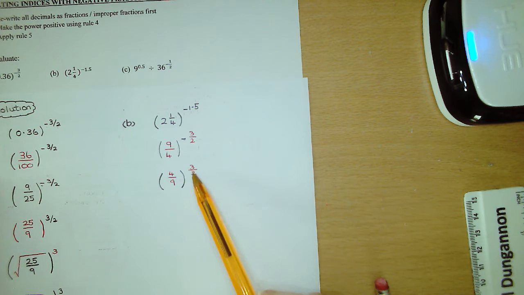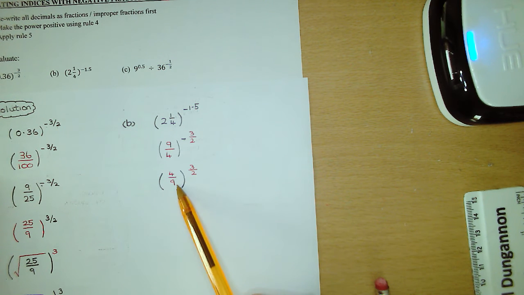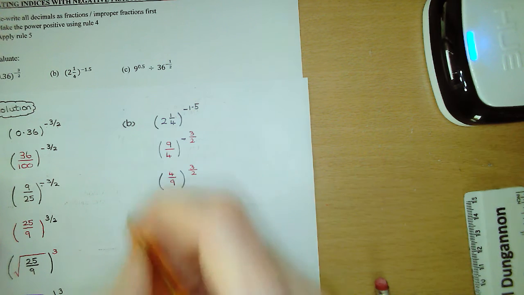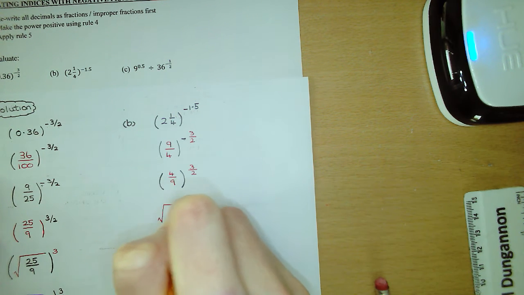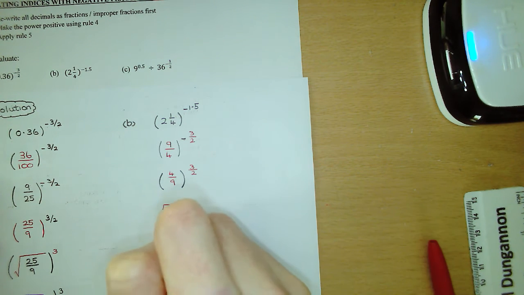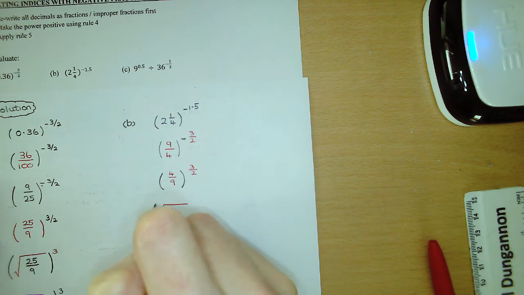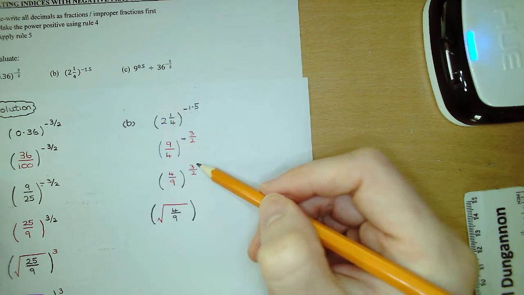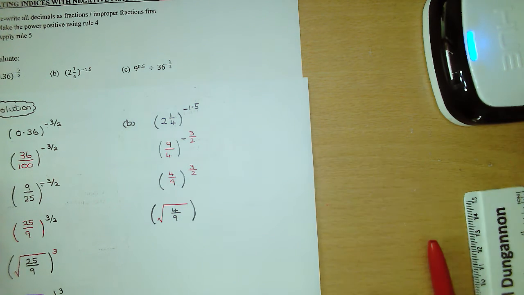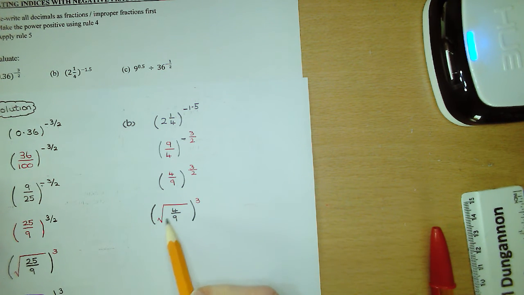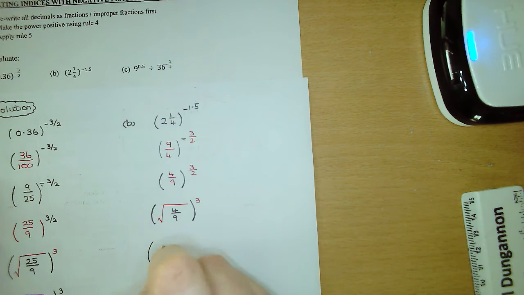Now we deal with a fractional power. So the denominator of the fractional power tells us what root to take. So we're going to take the square root of the base, which is 4/9. Then we'll put brackets around the root. And then the numerator of the fractional power is the power that goes outside the root. So we put the 3 outside. Because we're taking a square root of a fraction, we can break the square root up into the square root of the numerator over the square root of the denominator. So we're going to get the square root of 4 all over square root of 9.